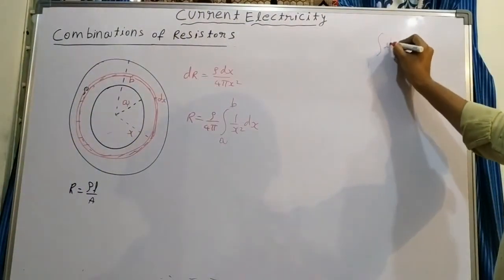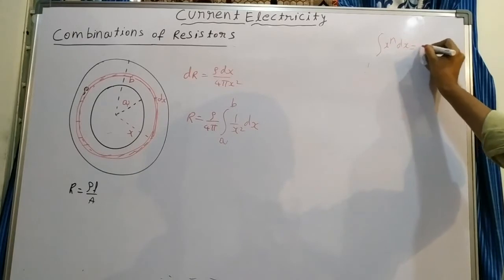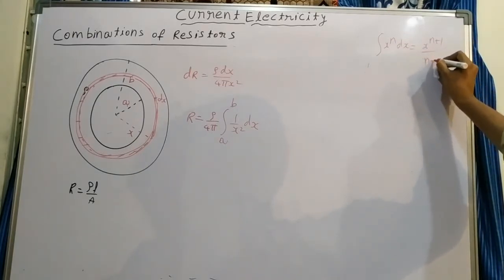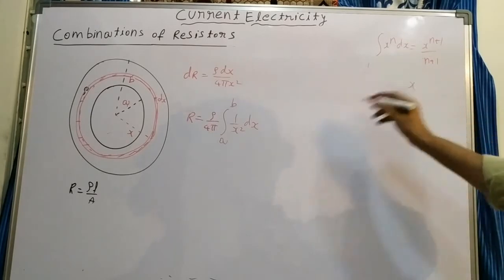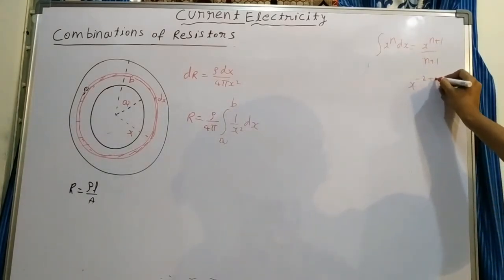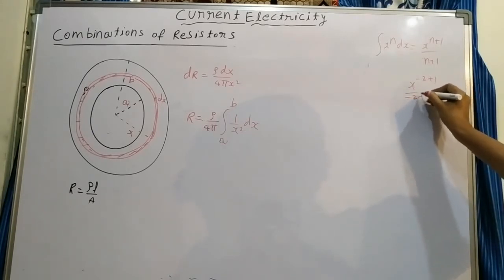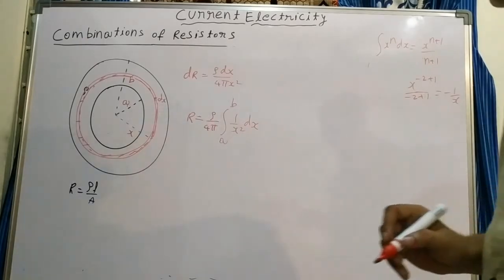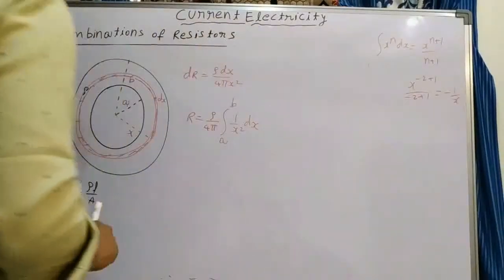Integral x power n dx means you get x power n plus 1 by n plus 1. Similarly x power minus 2 is there. If you bring it to the numerator it becomes x power minus 2. x power minus 2 plus 1 by minus 2 plus 1. Then what you get? Minus 1 by x. So integration of 1 by x square is minus 1 by x.